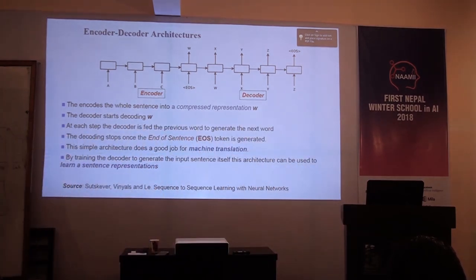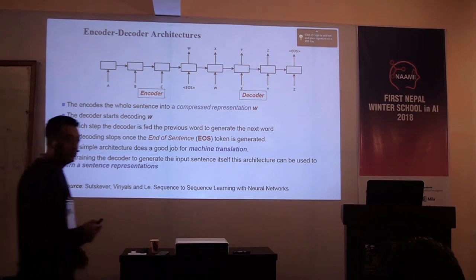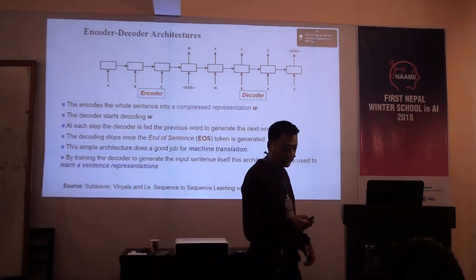So in this architecture, the encoder encodes the whole sentence into a compressed representation, W, right? And the decoder starts decoding this W, okay? At each step, the decoder is fed the previous word to generate the next word. And this decoding will stop when the end of sentence token is generated. So this is a simple architecture that does a pretty good job for machine translation, okay? So we'll be doing an experiment on this this evening.